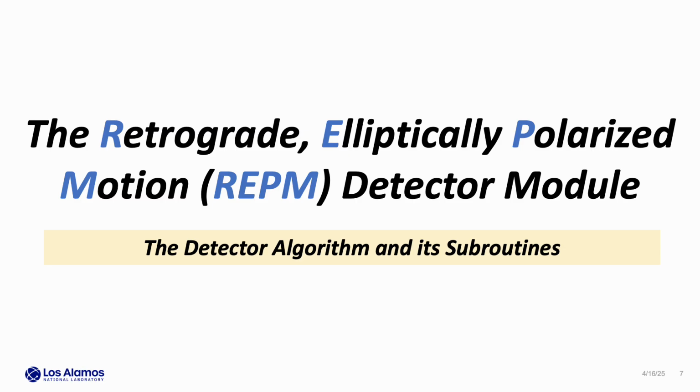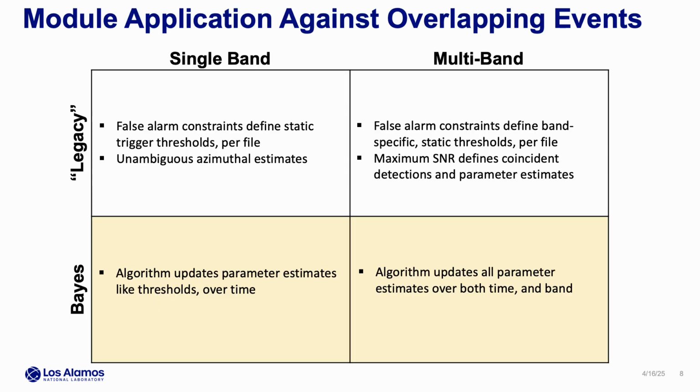So now with this detector defined, we can wrap it into a module with lots of subroutines that will allow us to apply it to three-channel data autonomously. The resulting module has various capabilities. In the simplest case, we can apply this module against seismograms in a single frequency band and update thresholds and other estimates once per full seismogram.